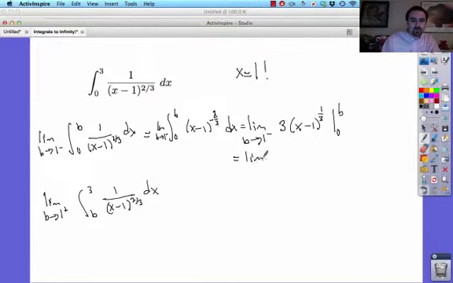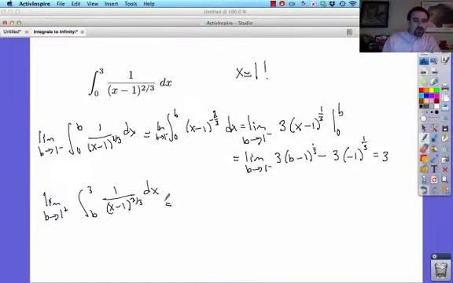So we get the limit as b goes to positive 1 from the left of 3 times b minus 1 to the 1/3, minus, plug in a 0, 3 times negative 1 to the 1/3. Now notice this is continuous at 1, so we can go ahead and plug in 1 here, and we're going to get a positive 3. Okay, so this area here is 3.